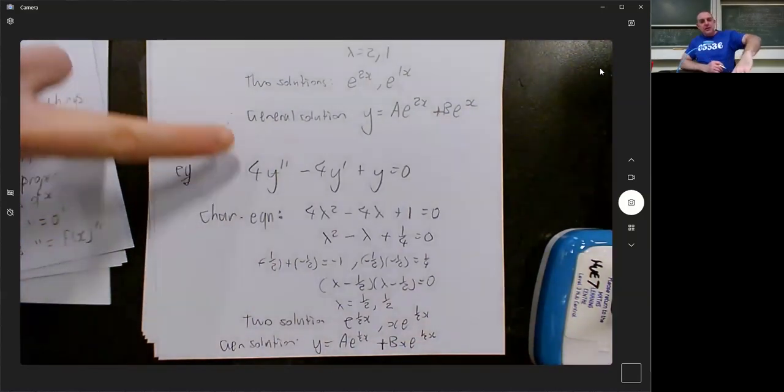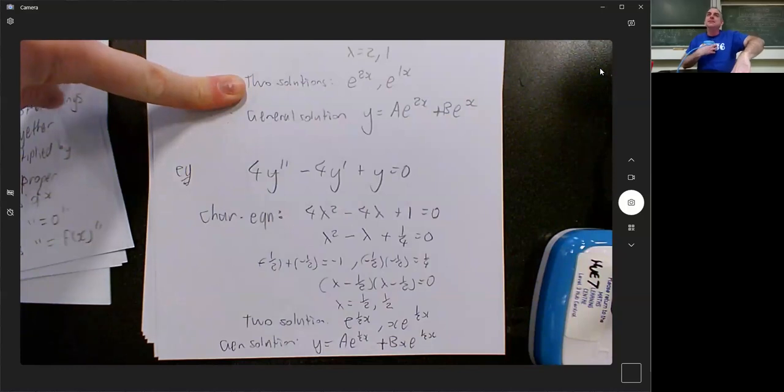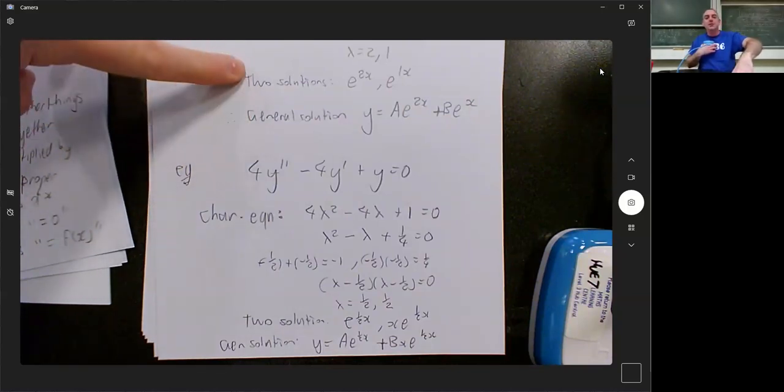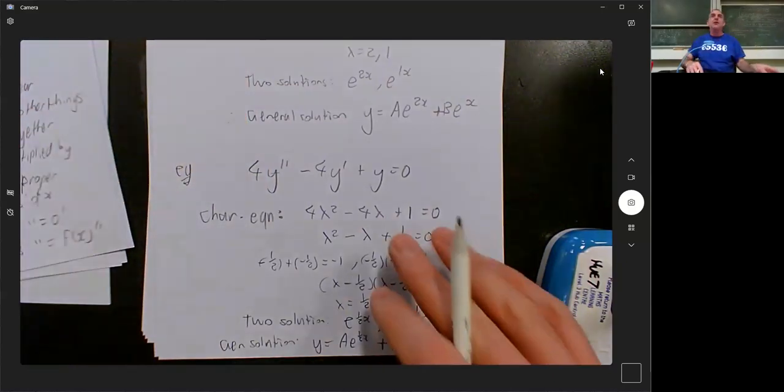So it's totally not necessary to write the two solutions line. It just makes me feel better. Just reminding me that that's where it came from. There were two solutions and then I made all the solutions from them. That just makes me feel better to write it.